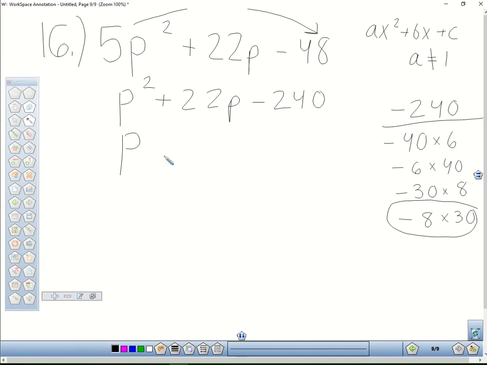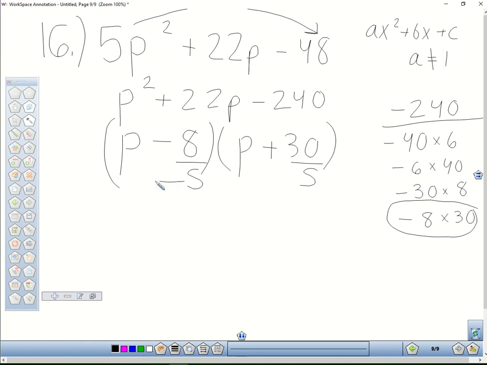So this becomes p minus 8 times p plus 30. And then in this case, we have to divide everything by 5. So in this one, can I reduce this fraction? No. So what do I do with the 5? Bring it over in front of the p. And over here, can I reduce this fraction? Yeah, it just becomes 6, so you don't have anything to bring over because it would just be a 1. So that would be your final answer.